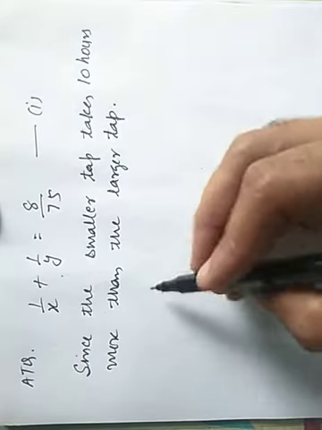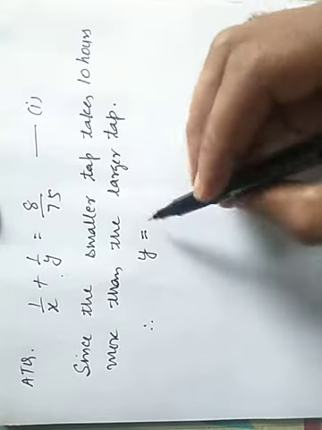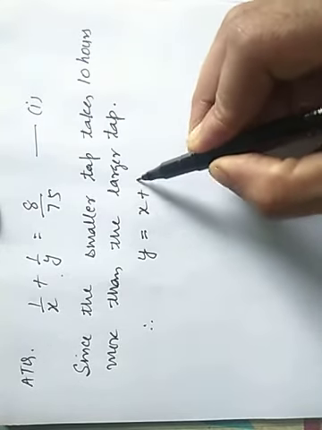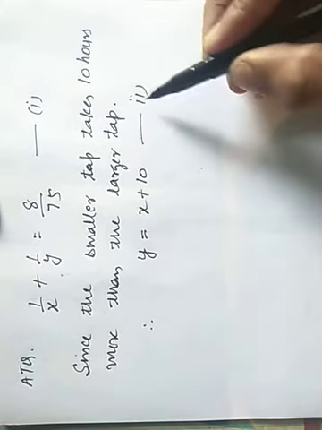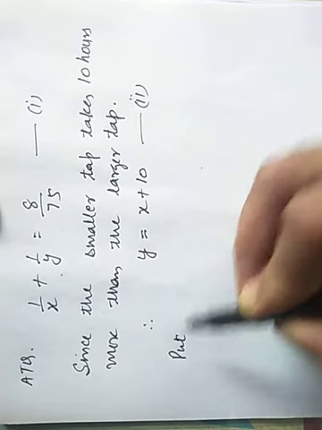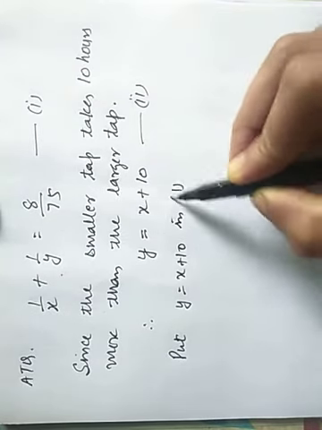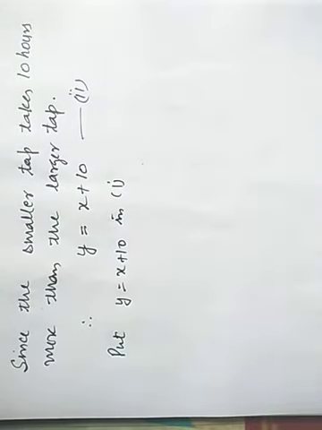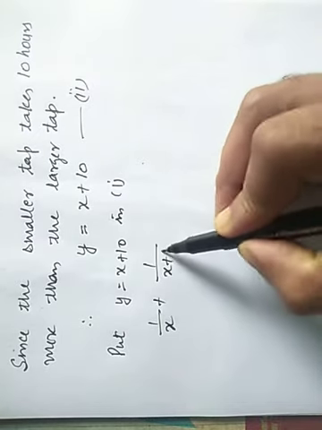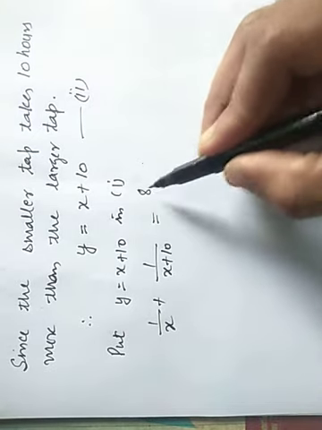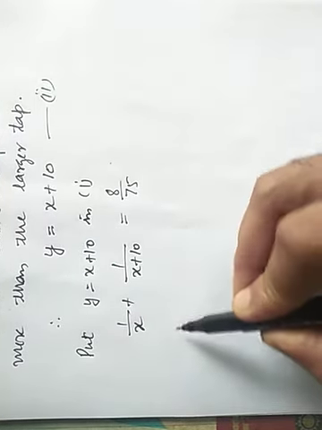Okay, therefore we can say time taken by smaller tap is equal to x plus 10. We can substitute this value. We can put y is equal to x plus 10 in equation 1 and we will solve it. 1 upon x plus 1 upon x plus 10 is equal to 8 upon 75. Now we will solve it.